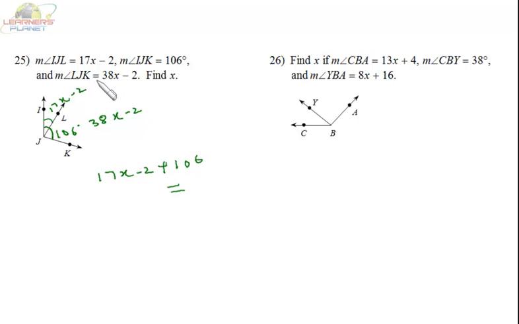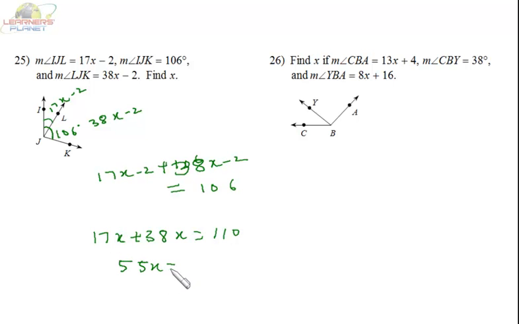The value of angle LJK is 38x minus 2. So I just write it over here, 38x minus 2. This angle plus this angle is the complete angle, that is IJK, which is 106. So 17x plus 38x is equal to 110. So 55x is equal to 110. So x is equal to 2.